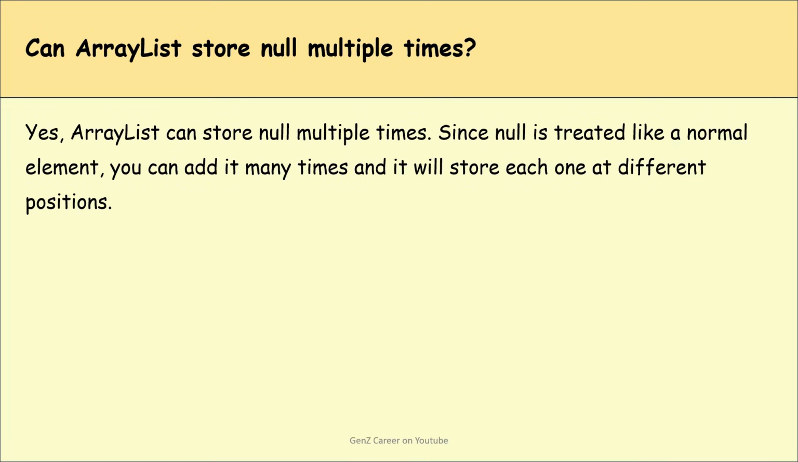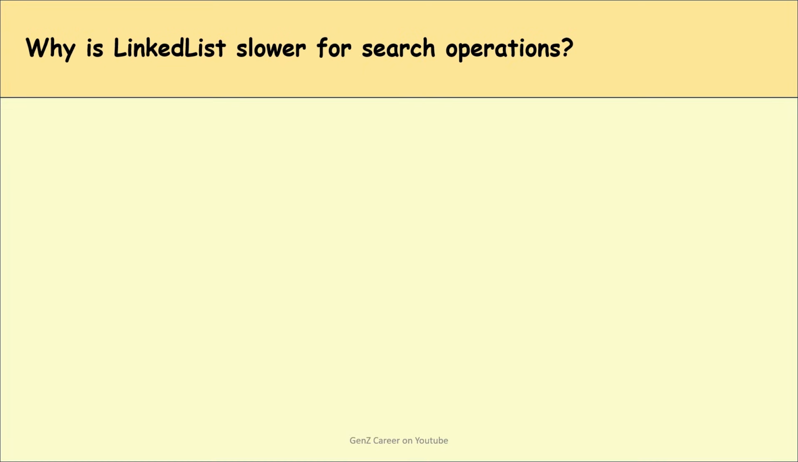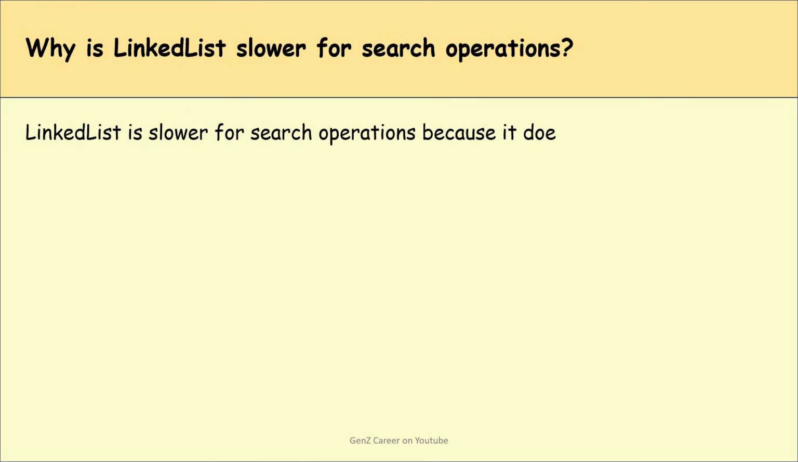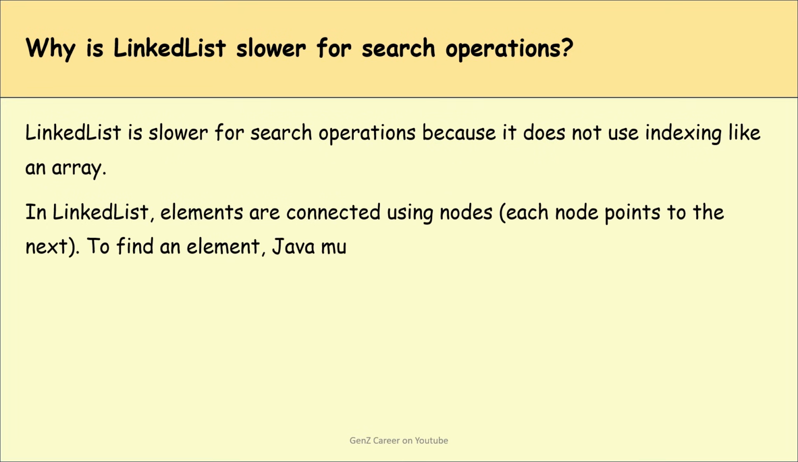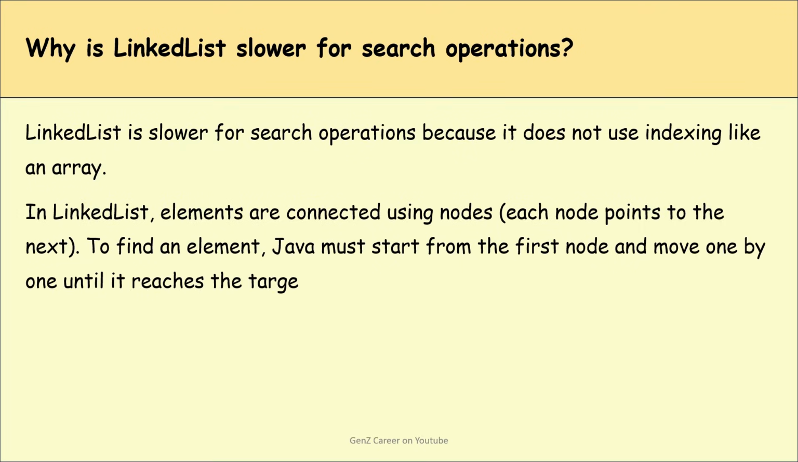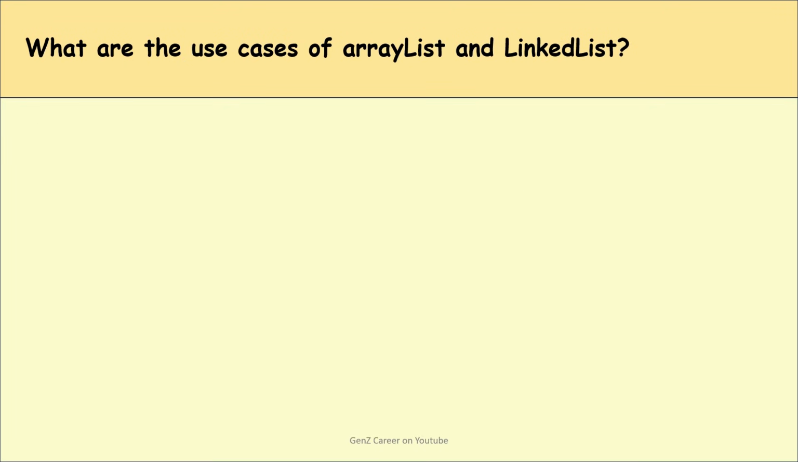Next is, why is LinkedList slower for search operations? LinkedList is slower for search operations because it does not use indexing like an array. In a LinkedList, elements are connected using nodes. Each node points to the next. To find an element, Java must start from the first node and move one by one until it reaches the target.